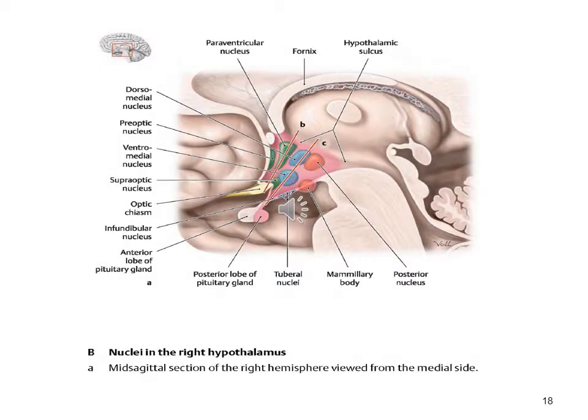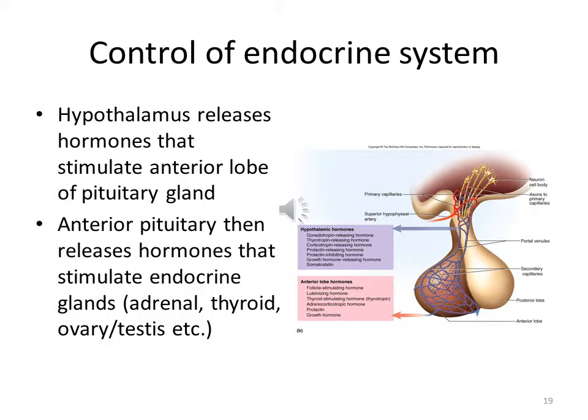This slide is just a close-up view of the various nuclei within the hypothalamus. You don't need to worry about the names of any of these. The hypothalamus controls the endocrine system and releases hormones that stimulate the anterior lobe of the pituitary gland.